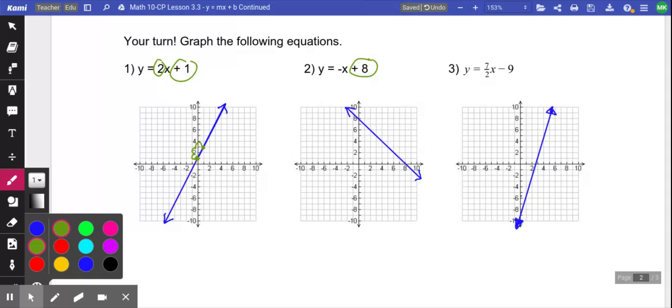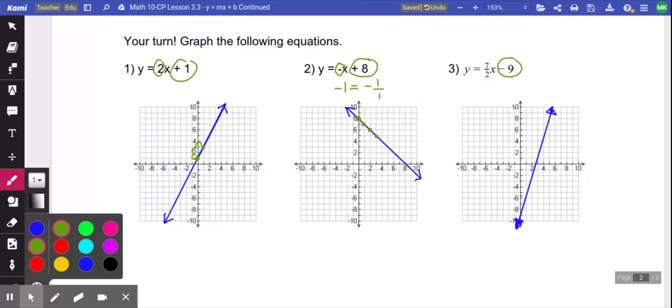This one starts at positive 8. This slope is a sneaky negative 1, which is negative 1 over 1. When it's negative, you go down 1 over 1. Down 1 over 1. Down 1 over 1. And you create that line.